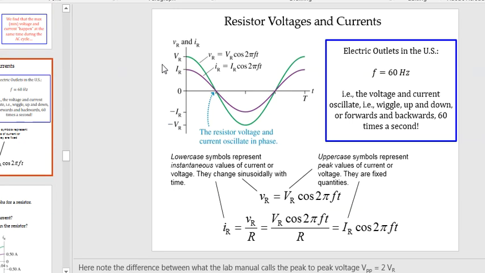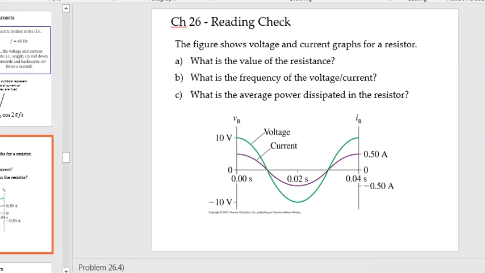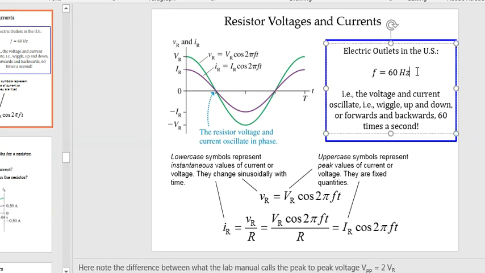So, for example, here is a picture that shows the voltage drop across the resistor as it's oscillating through time, and also the current through the resistor also oscillating through time. One thing I want you to notice is that they're both oscillating together. In other words, when the voltage goes up, the current goes up. When the voltage goes down, current goes down, right? So they're related to each other by some multiplication. As we mentioned, electric outlets in the US wiggle up and down 60 times per second, or in other words, every 17 milliseconds.